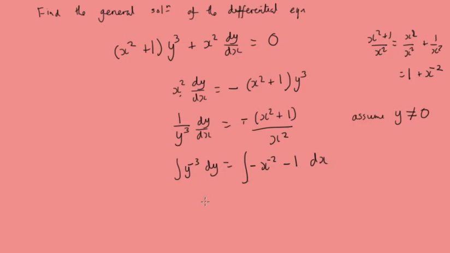So this gives us minus 1 over 2y squared equals 1 over x minus x plus c. Now, we said that x can't equal 0.